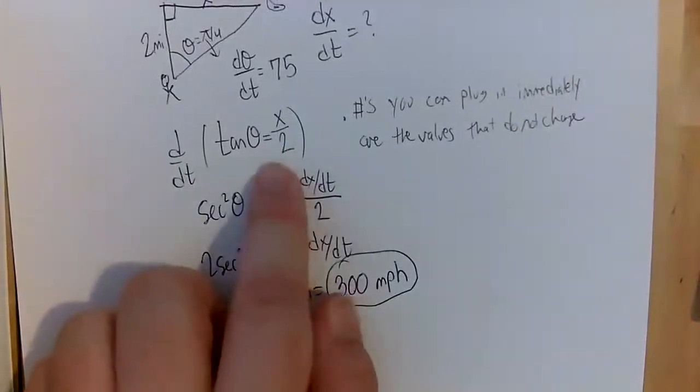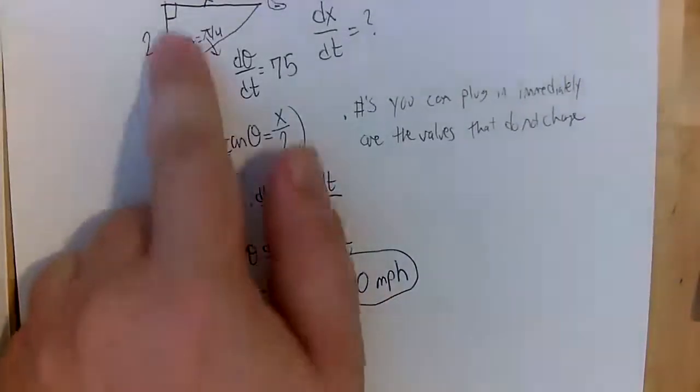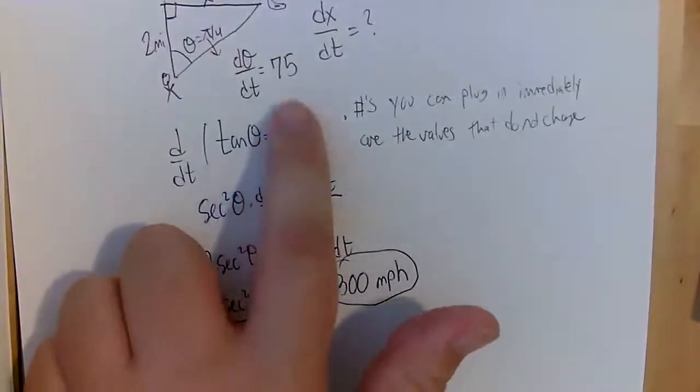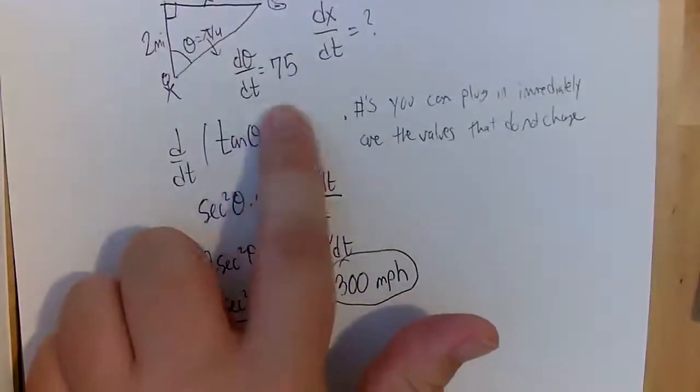So hopefully we learned from this one that it is okay to plug in numbers that don't change in the context of the problem, but it's not okay to plug in numbers that do change in the context of the problem.